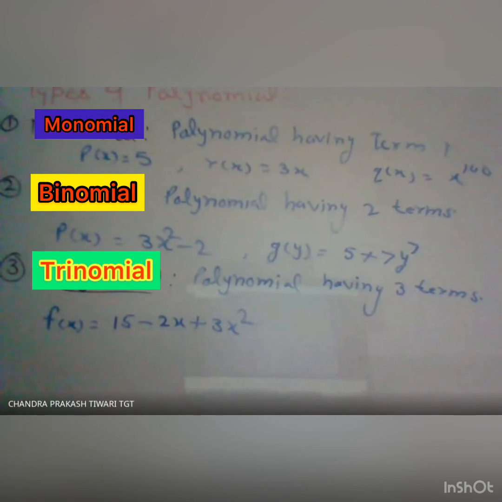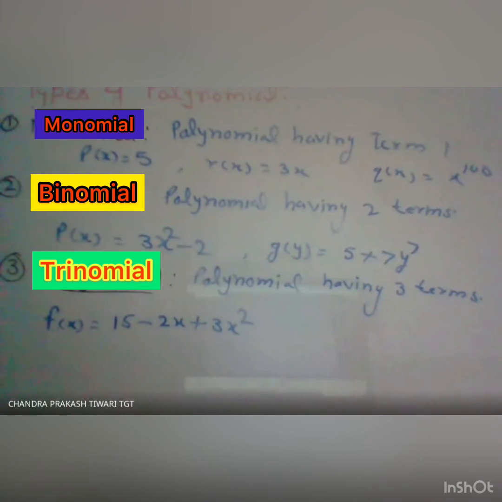And if a polynomial has more than three terms, then we can always just say that it is a polynomial. A polynomial having one term is a monomial, this is a binomial and this is a trinomial. Okay. So these are the types of polynomial.